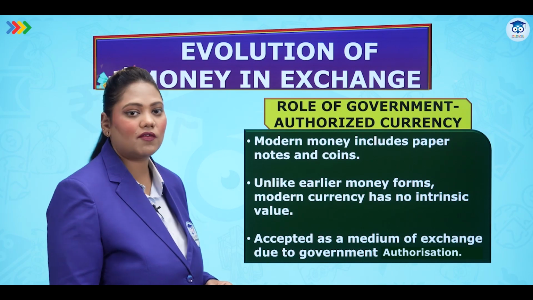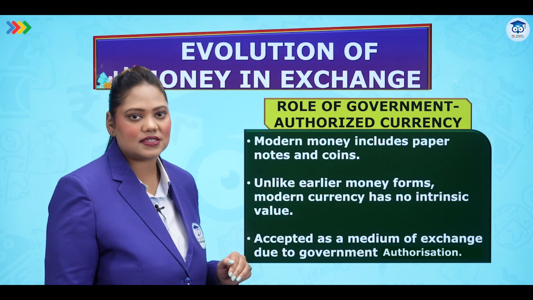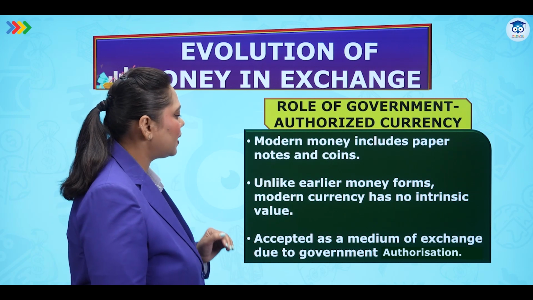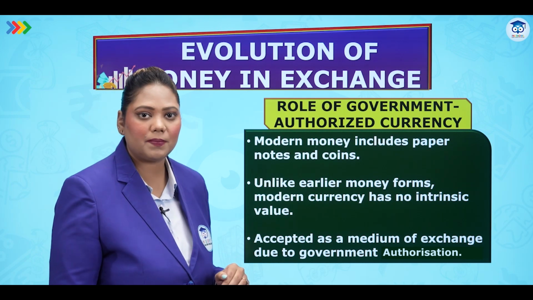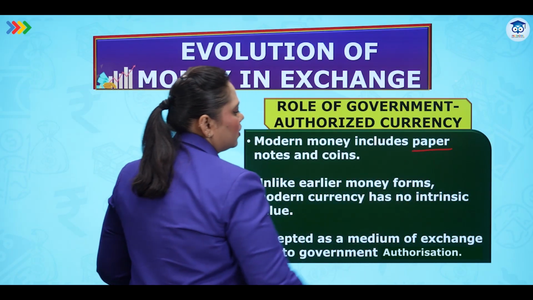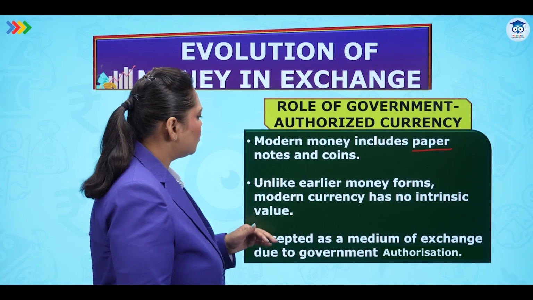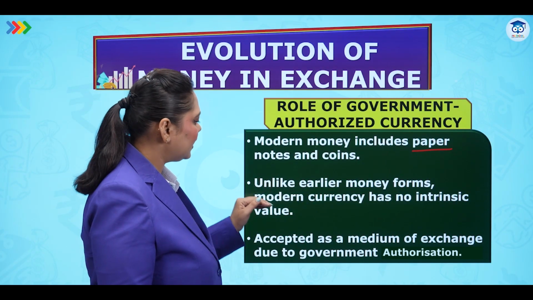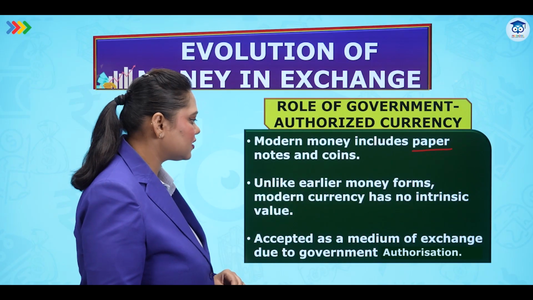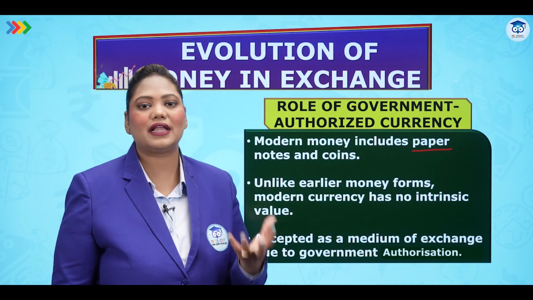What is the role of the government? Now, it authorizes currency. Modern money includes paper notes and coins. Now, which paper? It's not the normal paper that you use. It is a special kind of paper which is manufactured only by the government. They use these notes and coins. Unlike earlier money forms, modern currency has no intrinsic value. Means it has no actual value in itself.